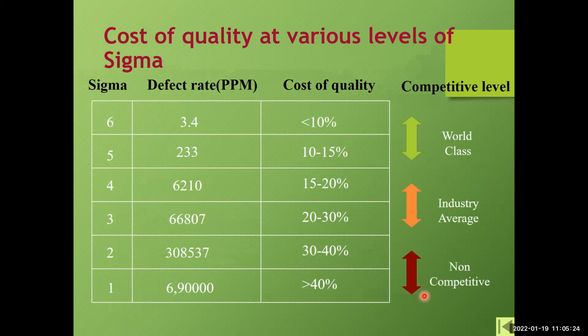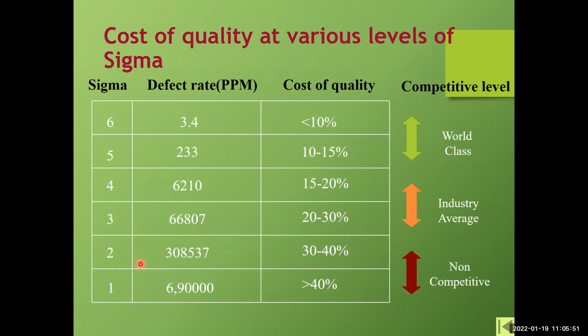Cost of quality levels comparative to the 6 sigma. Defect level 3.5. Cost of quality, which means how much you are spending to maintain the quality, is less than 10%. So you are world class. Your organization is world class, highly sustainable. 233 defects, 5 sigma level. Cost of quality is 10 to 15%. Poor quality, reworks, rejections.